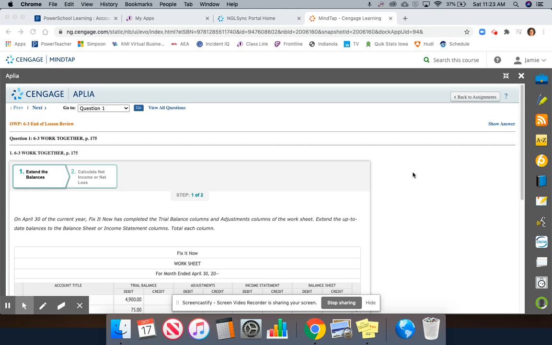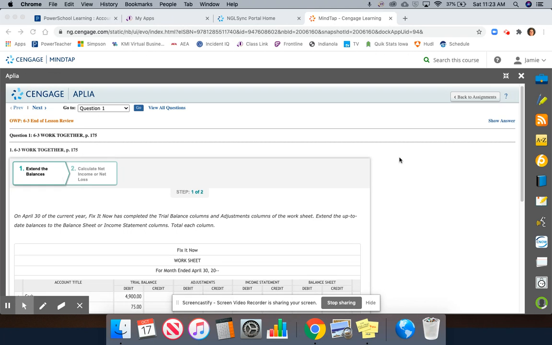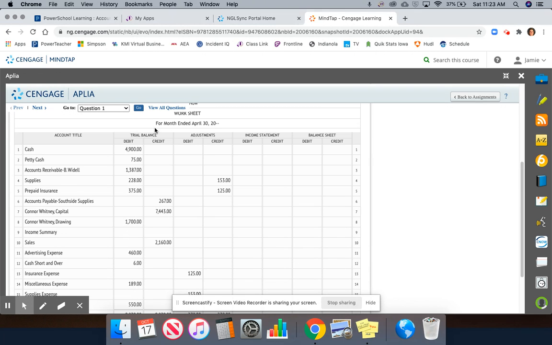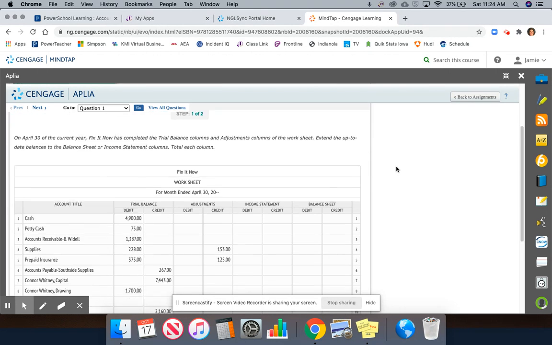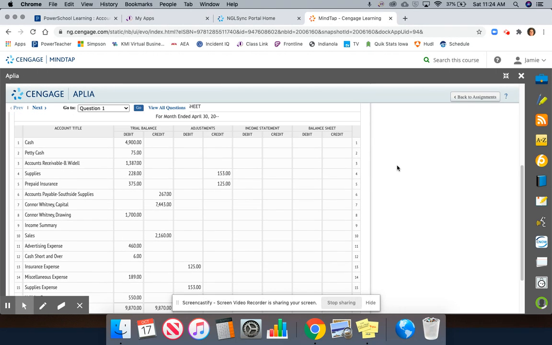For section 6-3 work together, we have two tasks to complete. The first task is extending our balances from the trial balance columns into the correct income statement or balance sheet column that those numbers go. Our second task will be to calculate the net income or net loss. So first thing, we need to extend the amounts.